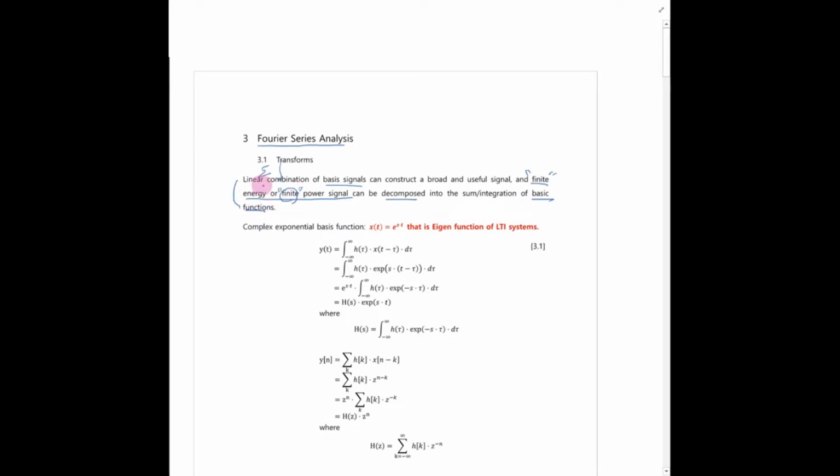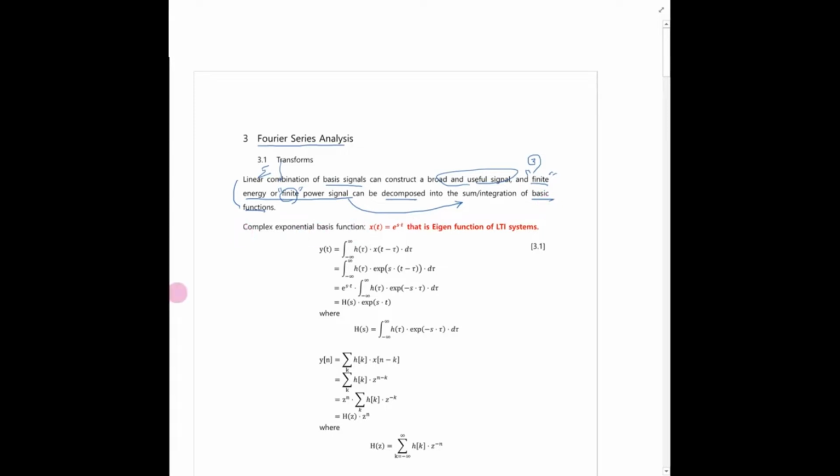The first statement says that a linear combination of basis signals can construct any kind of useful signal. The second statement says that if the integration or sum is possible, that is, finite energy or finite power, the signal can be decomposed by the sum or integration of basic functions. This is the forward transform and the reverse transform explained here. Later on, you may refer to this statement. One is the transformation, the other is the inverse transform.